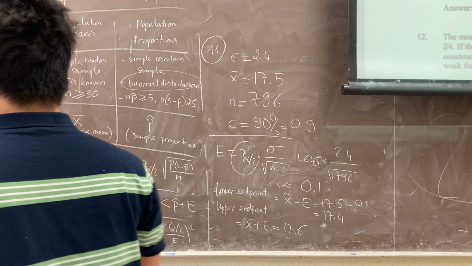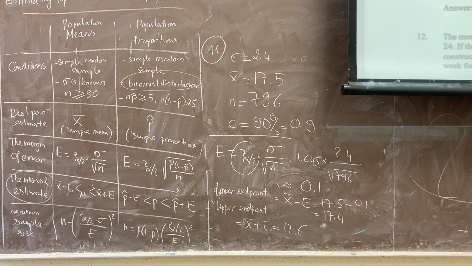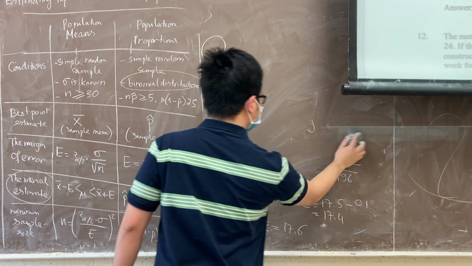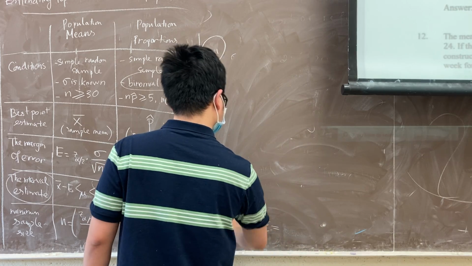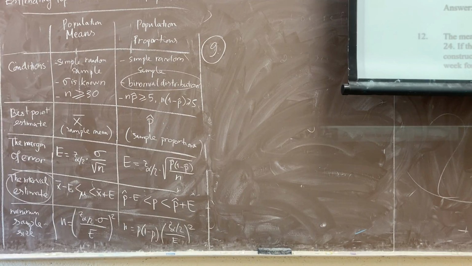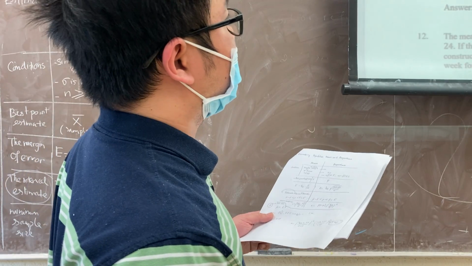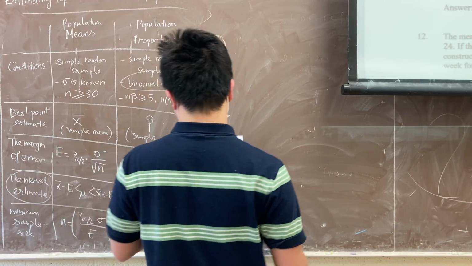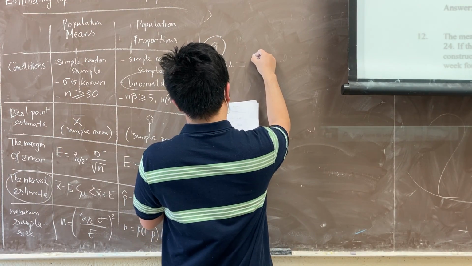So now we look at question 9. In this question, they ask you to find the minimum number of males. That means they ask you to find the minimum sample size. Okay, I will write 9 here. Question 9. They ask you to find the minimum sample size when you estimate the population mean, right? So I write down the assumptions here.